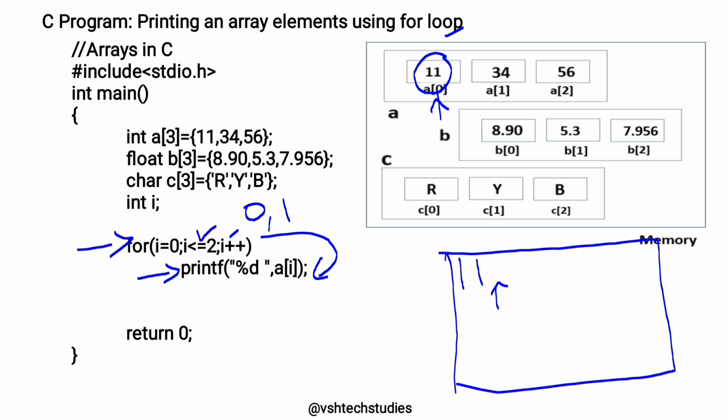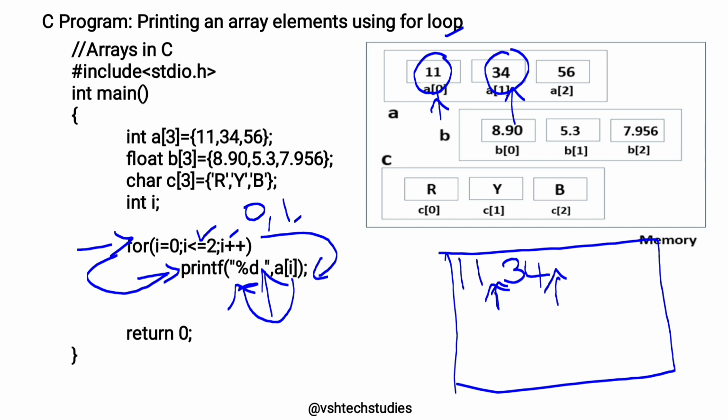So it is the printing statement. The cursor was left here next to 11 on the monitor. There %d means the integer value from a of i. I is 1, a of 1 means this memory location, whose content 34 is printed. So after the space, 34 is printed, then because a space is mentioned, a space is left. Next, control goes back to the for loop.